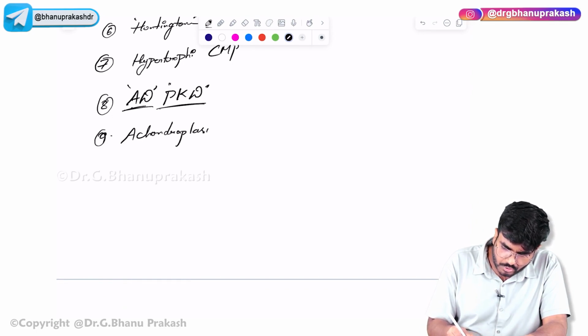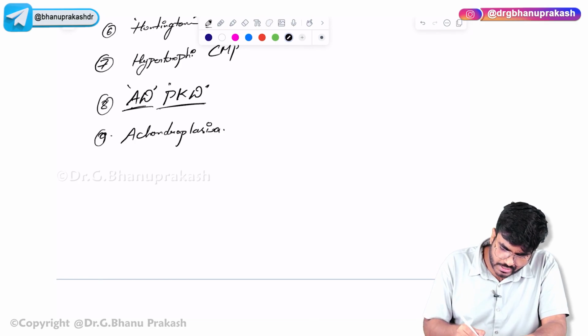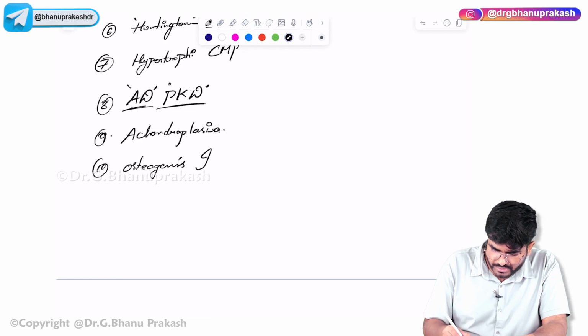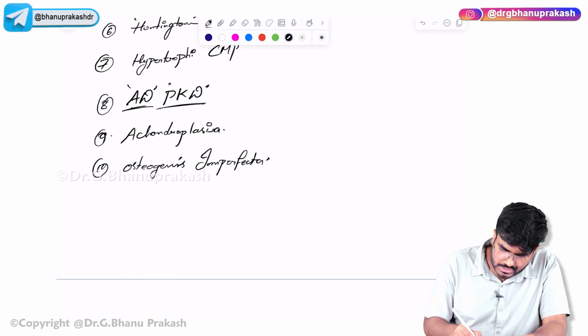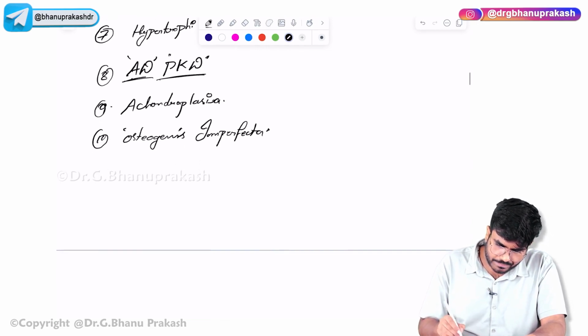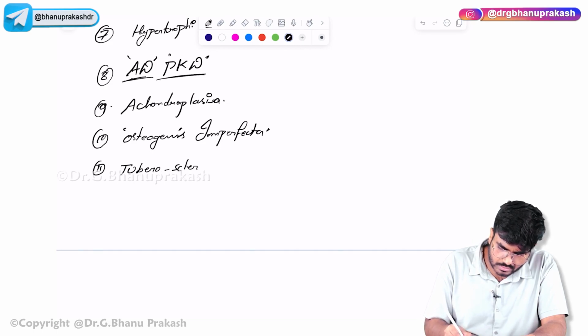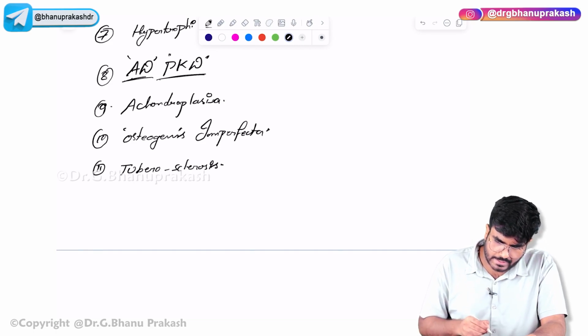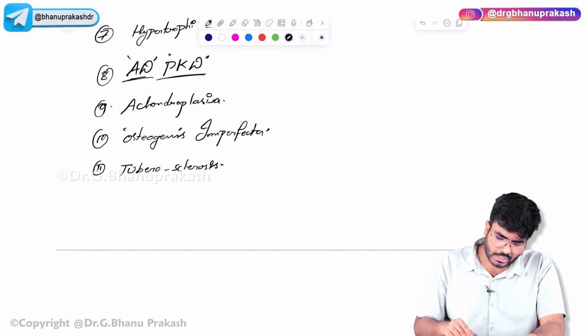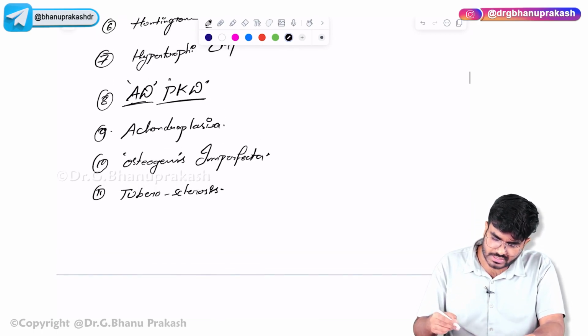Achondroplasia. So bone related problems, achondroplasia, and the next bone related problem, that is osteogenesis imperfecta. Okay, osteogenesis imperfecta and tuberous sclerosis. Okay, tuberous sclerosis. Next, achondroplasia, osteogenesis imperfecta, tuberous sclerosis.